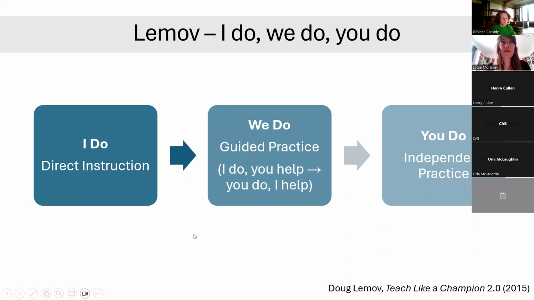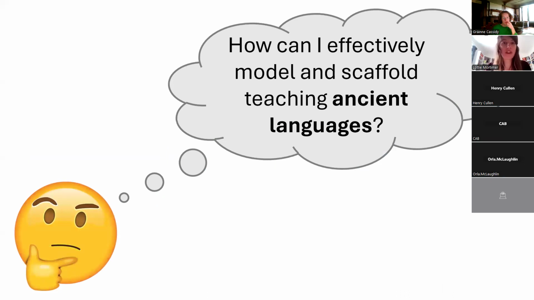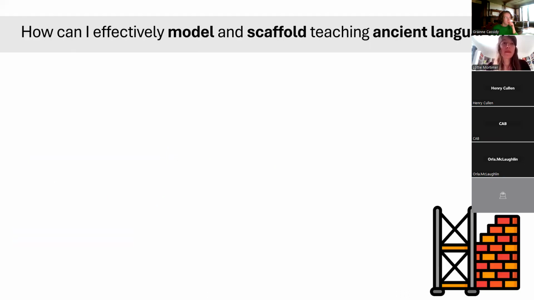And I know it's a little bit annoying coming to these CPD events and people talking about theory and not really giving you any concrete examples. I'm going to try and give you some concrete examples, but I would say when it comes to modeling and scaffolding, it is a lot about thinking about what you want your students to learn. So how do I effectively do it?